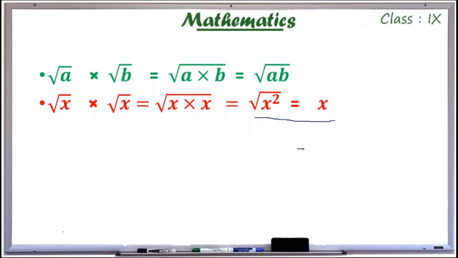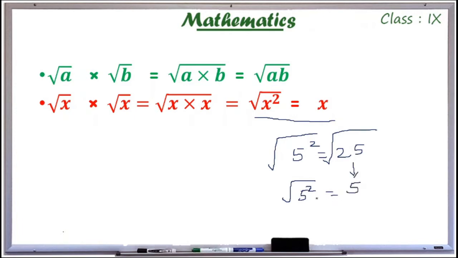Take a small example. 5 square is equal to 25. So taking root on both sides, root 5 square becomes 5. Root 25 is equal to 5. So root of x square is equal to x. Root of a square is equal to a. Root of 3 square is equal to 3. Root of 9 square is equal to 9.